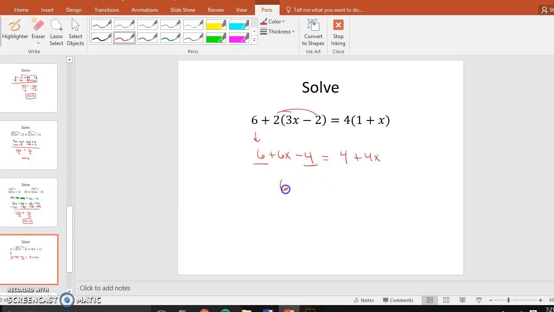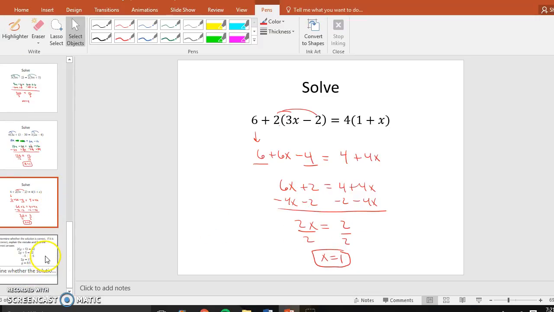Combine like terms on the left side, bring down the 6x. 6 minus 4 is plus 2, equals 4 plus 4x. Now, subtract the 4x, subtract the 2. I get 2x is equal to 4 minus 2 is 2. And now I can divide by 2, and x is equal to 1.